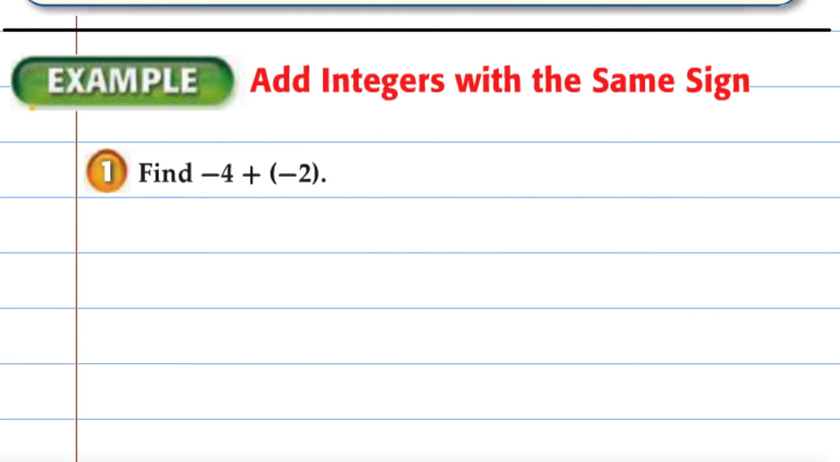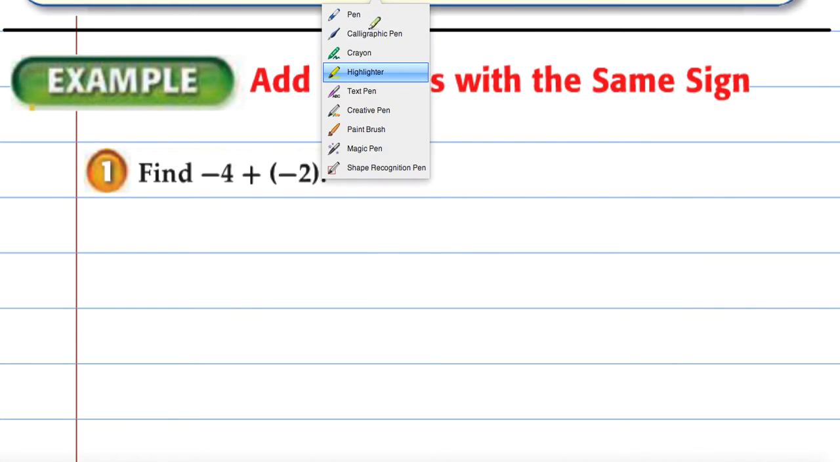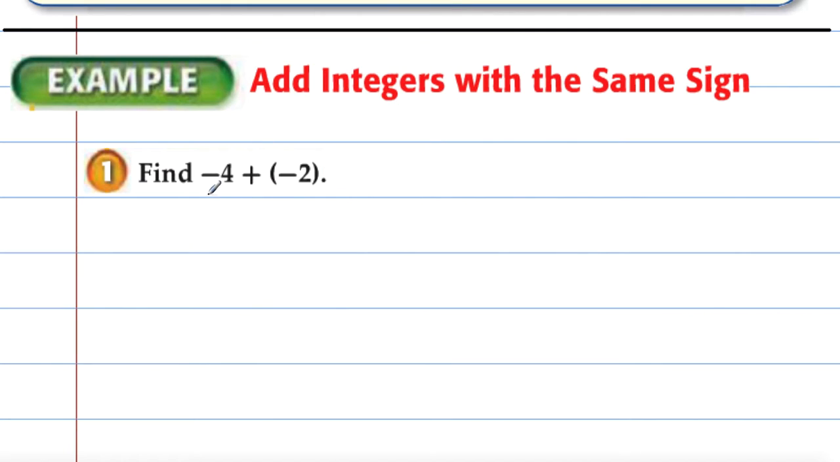So again, maybe you want to follow along. Maybe you want to pause and try this one on your own and then come back and see how you did. So if you want to find negative 4 and negative 2, you say, oh, I'm adding them, and the sum is going to have the same sign because these numbers have the same sign. A negative and a negative, you're just getting more negative. 4 plus 2 is 6. So the sum of negative 4 and negative 2 is negative 6.